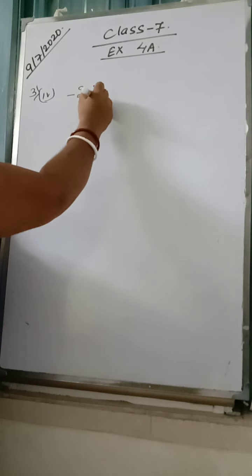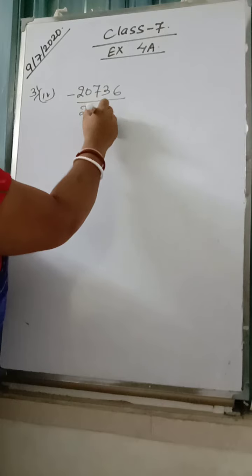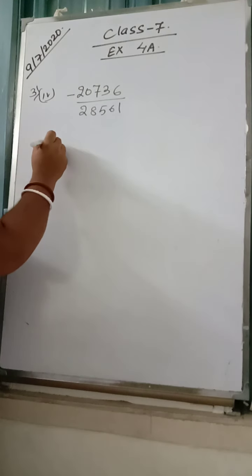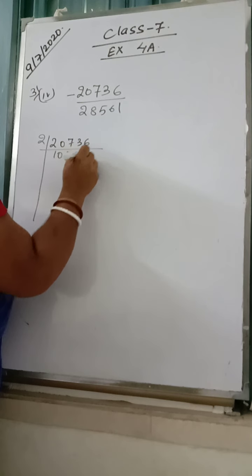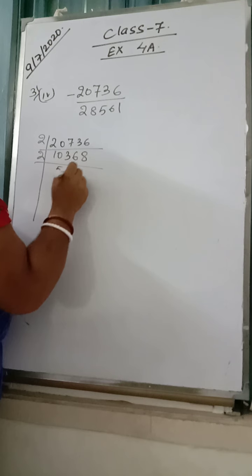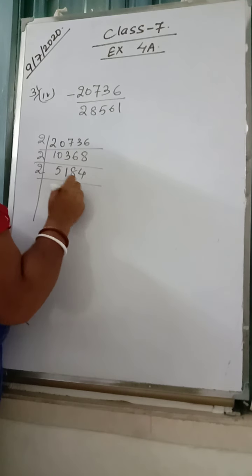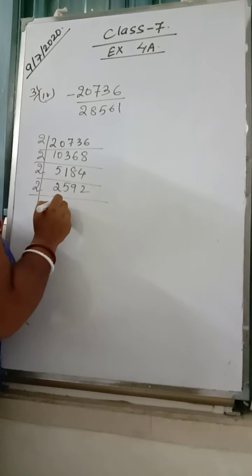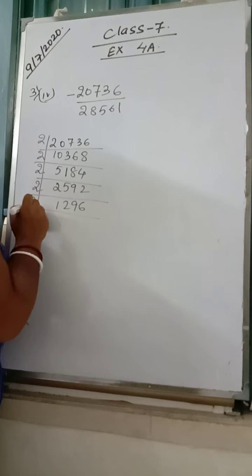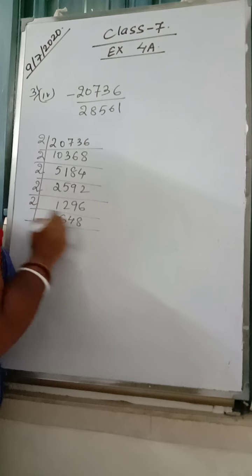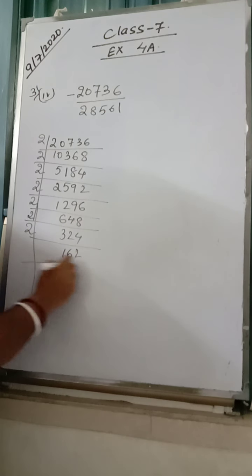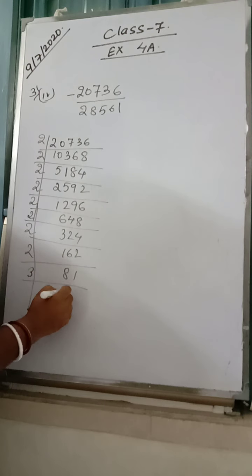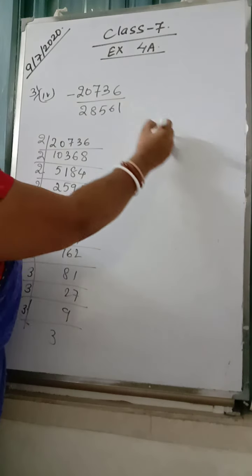It is −20736 by 28561. So we'll get the prime factors of 20736, by dividing repeatedly by 2 and then by 3: 81, 27, 9, 3.